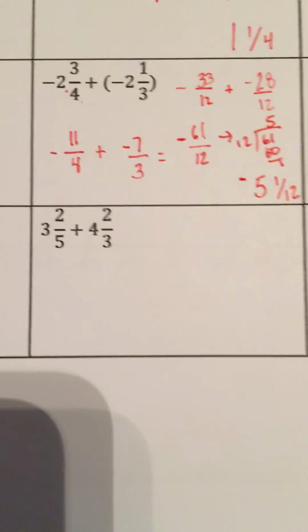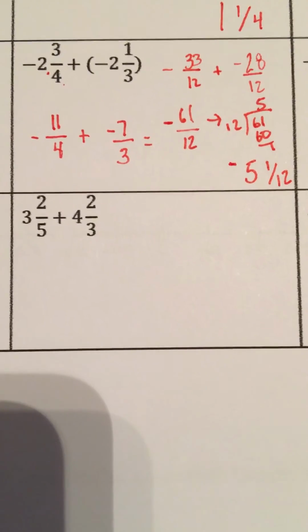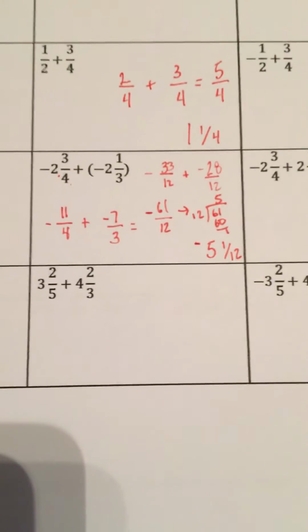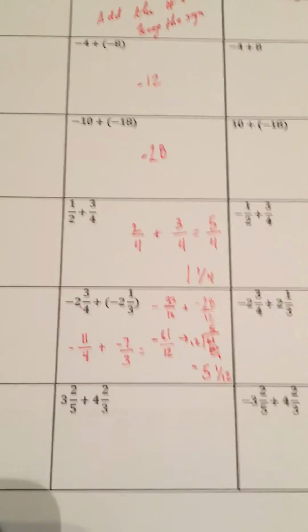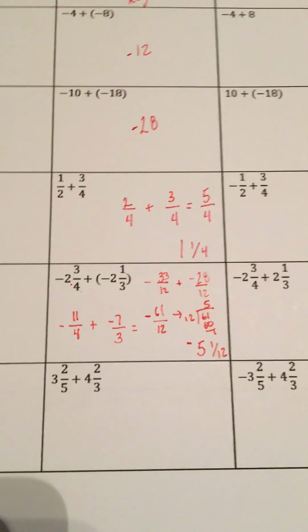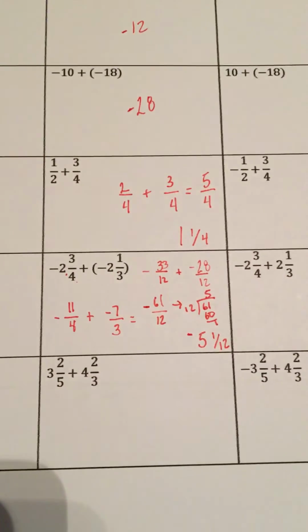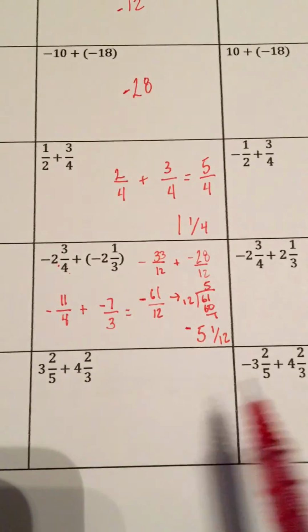All right, this very last one, 3 and 2/5 plus 4 and 2/3. I'm going to go ahead and let you do that on your own. So tomorrow when you come into class, make sure you have all of them done, including the last one. They're both positive, so you're just going to add the numbers and then do the same steps we did up here. Go back a little bit if you need to see those steps again.